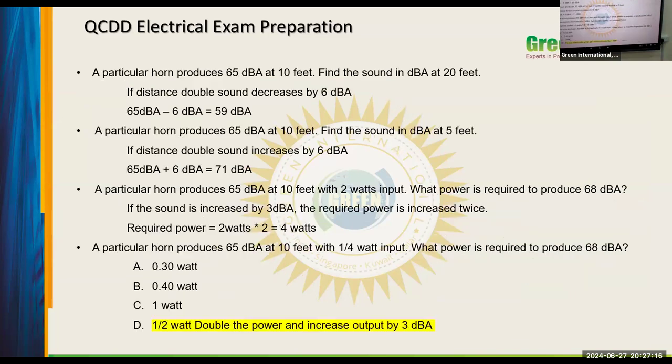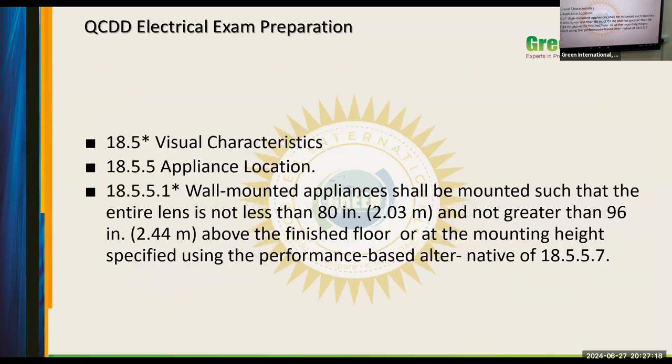The same concept. Yes. That information we need to remember. That's all. A 3 dB increase means the power is double the value.